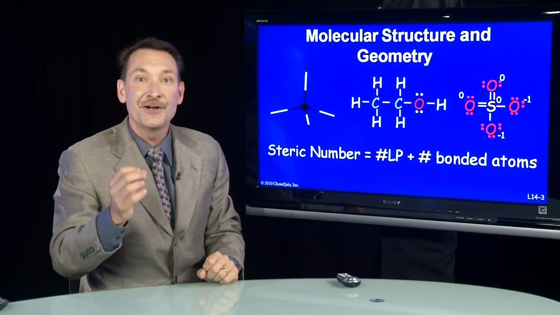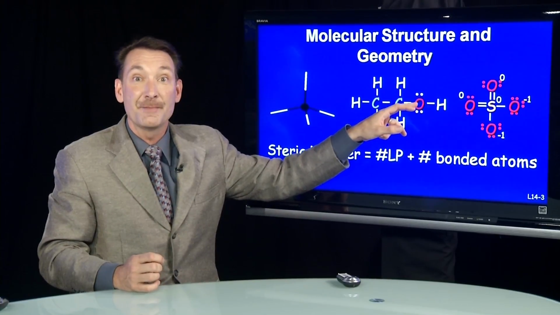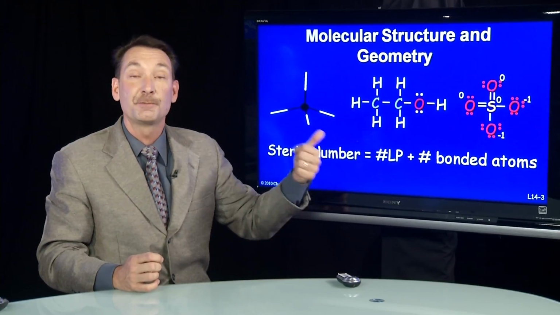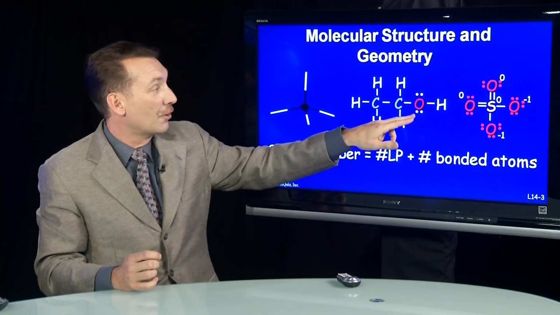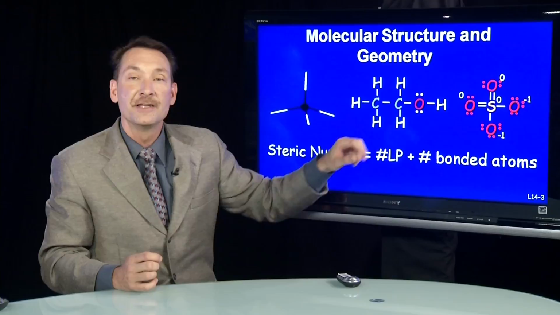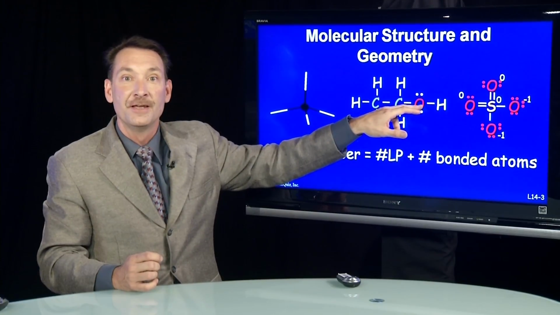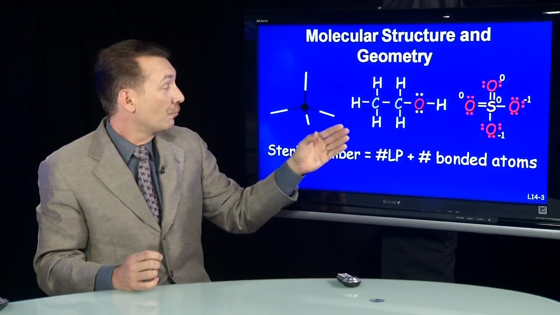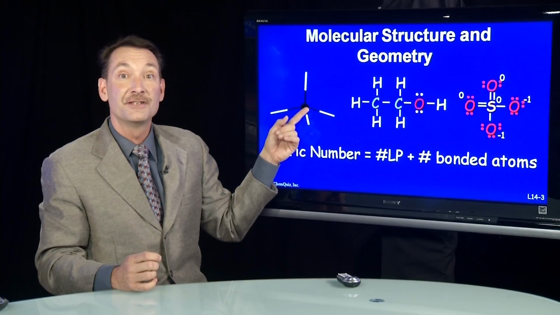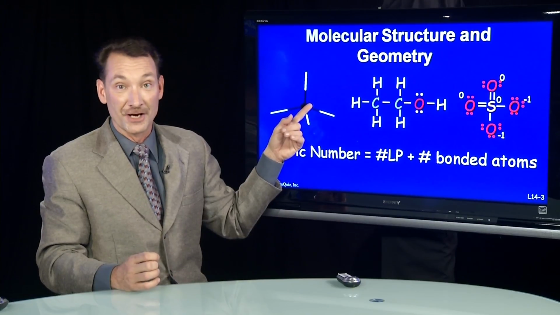So we'll define the steric number as the number of things that each atom has to accommodate: lone pairs plus bonded atoms. We'll count up lone pairs, 1, 2, and bonded atoms, 1, 2, to come up with a steric number of 4 for this oxygen. When things have a steric number of 4, we'll see they arrange themselves not in a square planar configuration, but in a tetrahedral configuration.